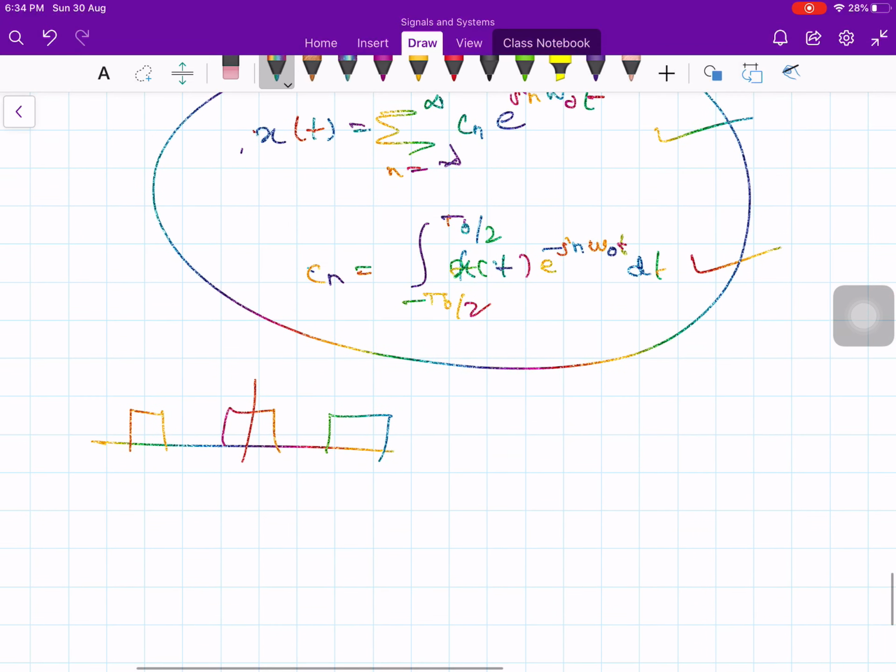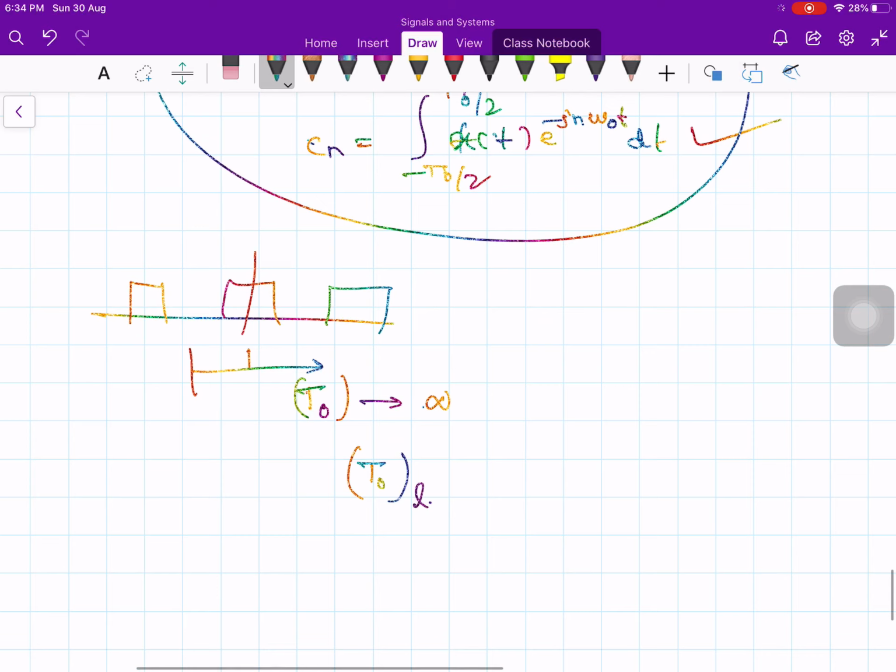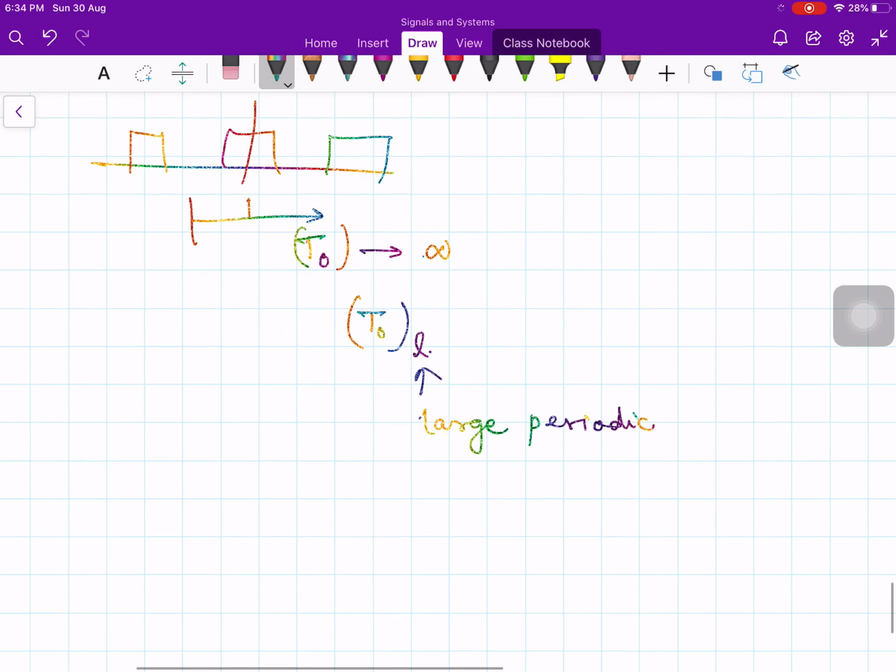Now let us see what happens when we have a periodic pulse train, but the period becomes very, very large. So I will take this T naught and allow it to go to infinity. Let me say this is L. It indicates a large period, not necessarily infinity, but a very large period.